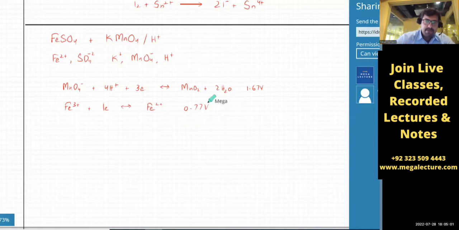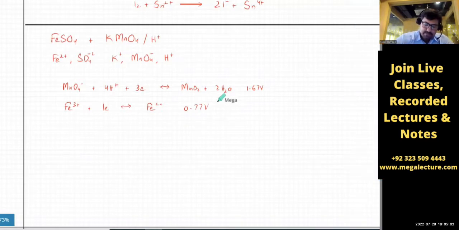Now I've written down the two equations. I'm going to write down the whole reaction. The higher one gains and the lower one loses. Multiply this by 3 so that the electrons gained and lost are equal. Okay, you have to make them equal. And add up the reactants.